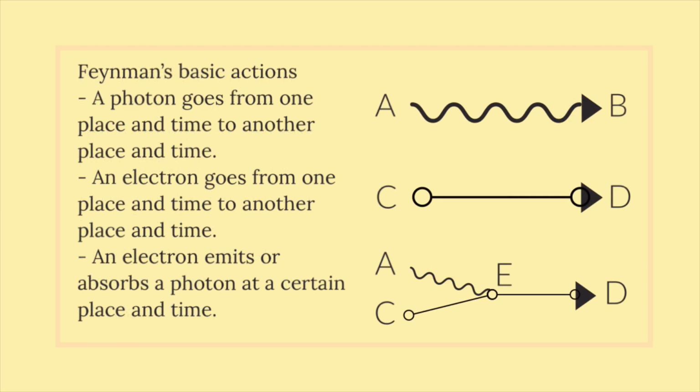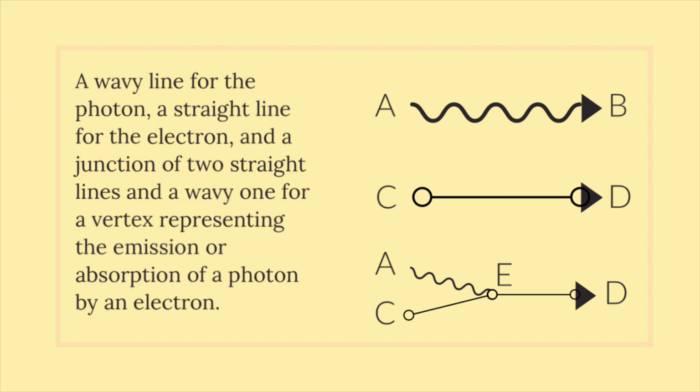Feynman's basic actions. A photon goes from one place in time to another place in time. An electron goes from one place in time to another place in time. An electron emits or absorbs a photon at a certain place in time. A wavy line for the photon, a straight line for the electron, and a junction of two straight lines and a wavy one for a vertex, representing the emission or absorption of a photon by an electron.